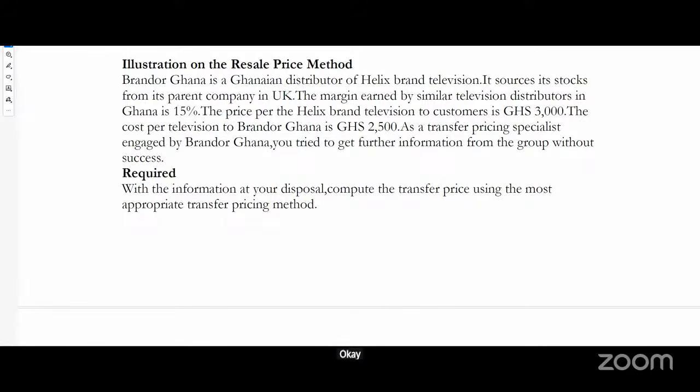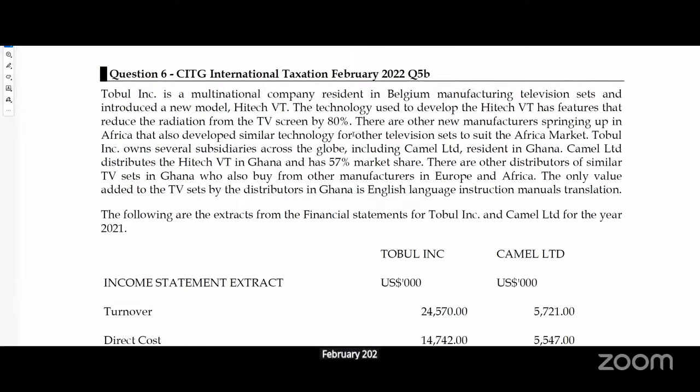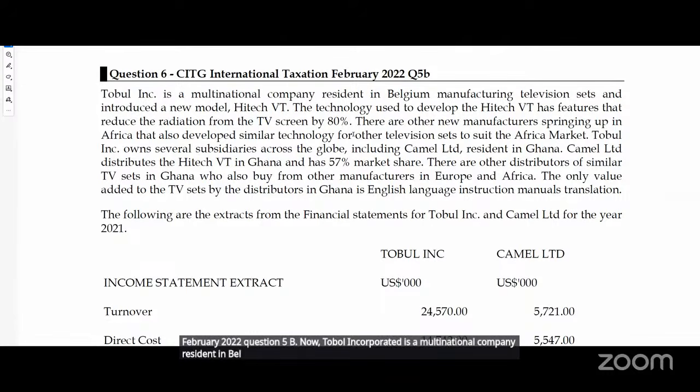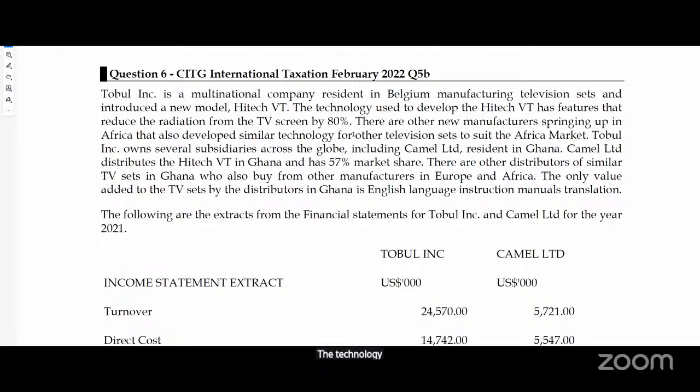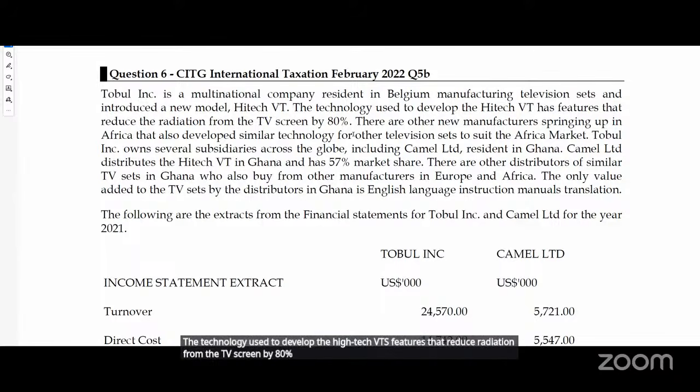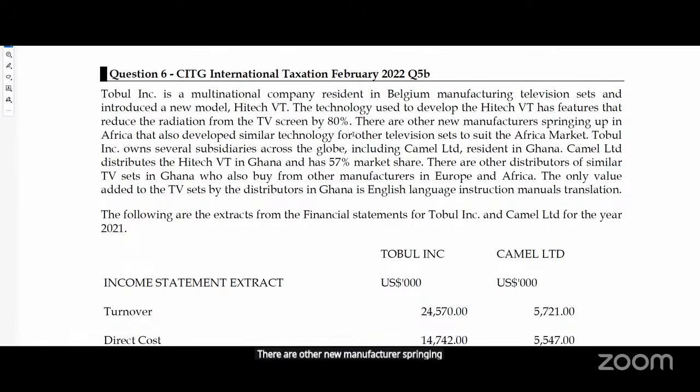Okay. February 2022, question 5B. Now, Tobol Incorporated is a multinational company resident in Belgium, manufacturing television sets and introduced a new model, the high-tech VT. The technology used to develop the high-tech VT has features that reduce radiation from the TV screen by 80%. There are other new manufacturers springing up in Africa that have also developed similar technology for other television sets to suit the African market. Tobol Incorporated owns several subsidiaries across the globe, including Camel Limited, resident in Ghana.